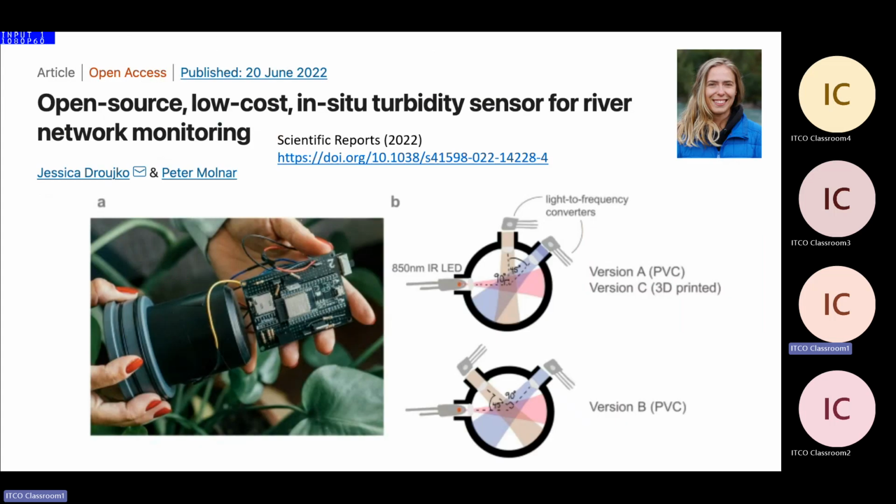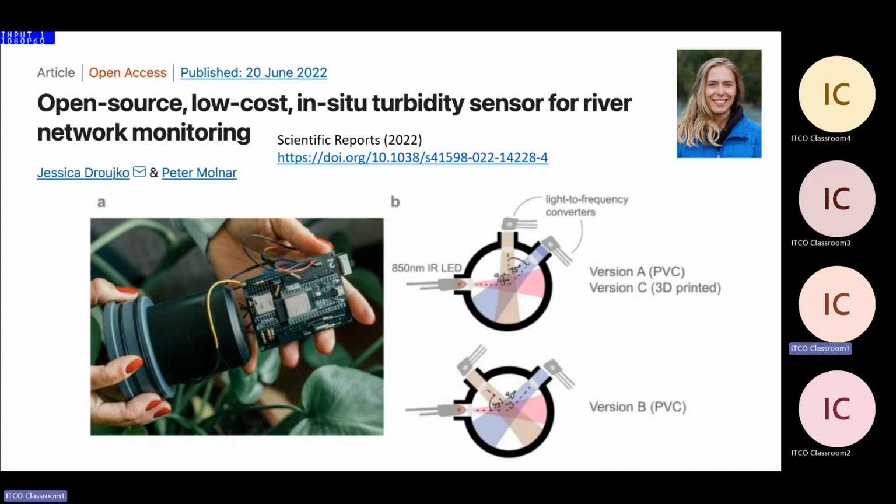Be cool if they posted that online. This is an example of an in situ sensor. So this is a group in, I forget exactly where, but they've developed a turbidity sensor that can be deployed in rivers. Well, at least that's their application. It would be suitable for coastal work as well.